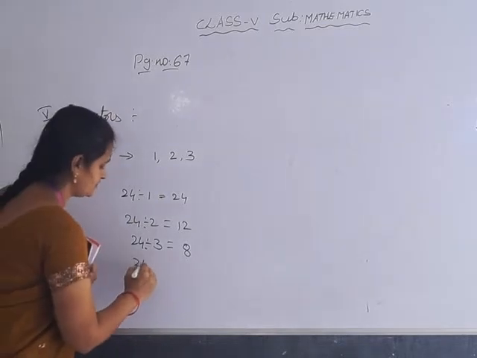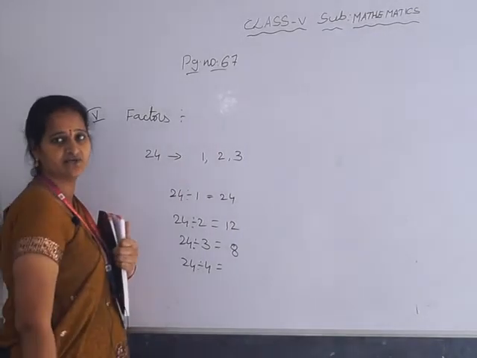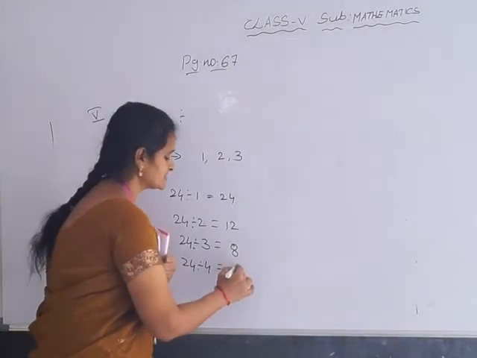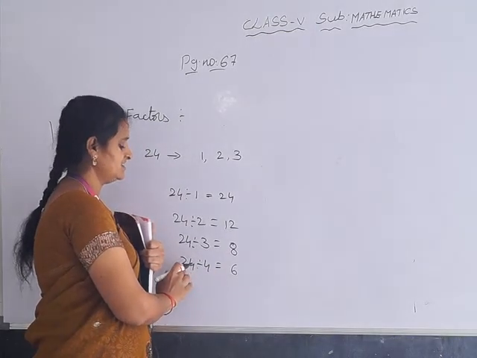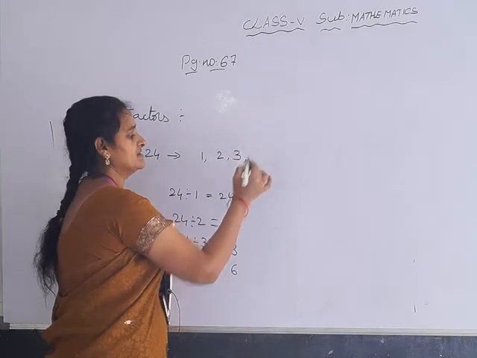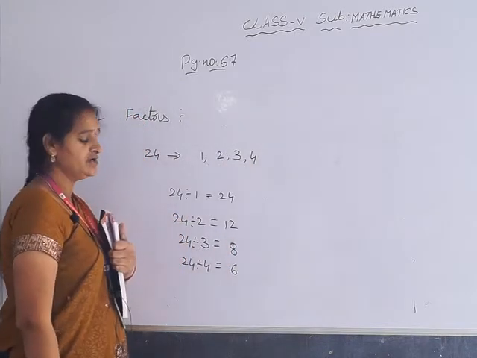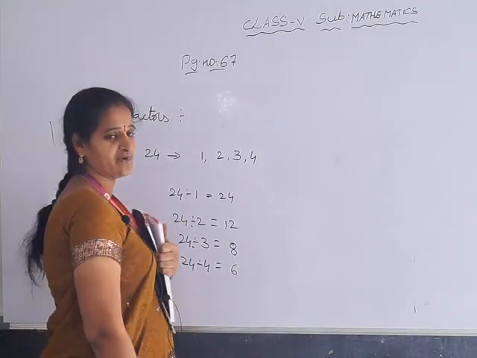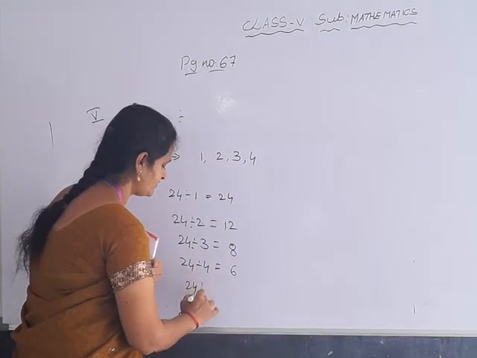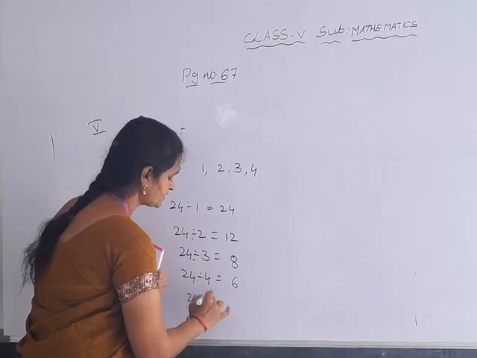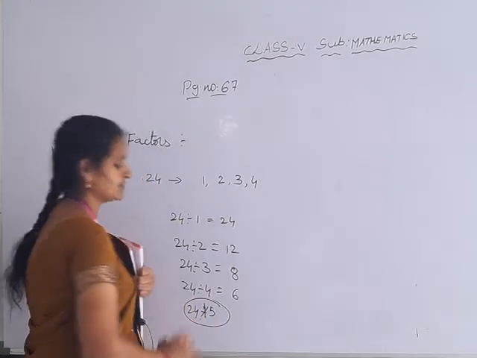Next 4. 4 also divides 24 completely, how many times? 6 times. 4 sixes are 24. So 4 is also one of the factors of 24. But next, 5 is not a factor of 24. Why? Because 5 does not divide 24 completely without giving any remainder.